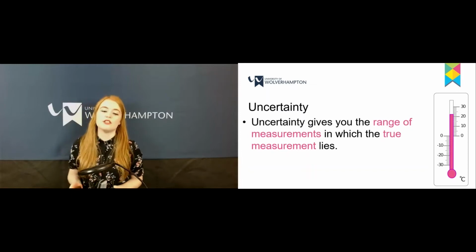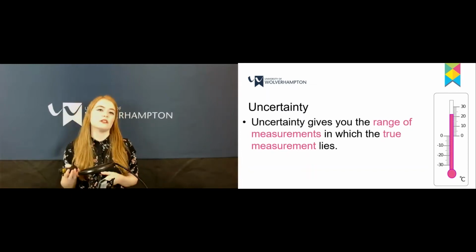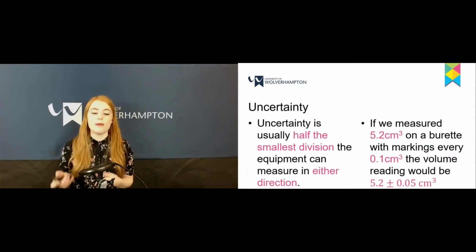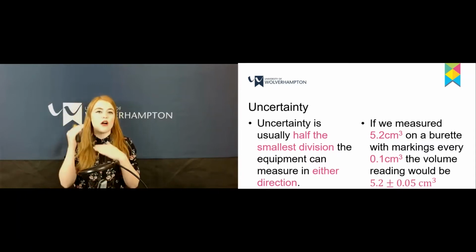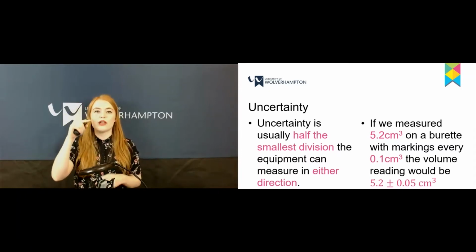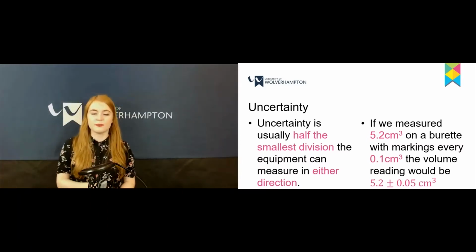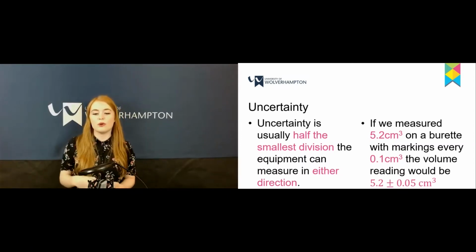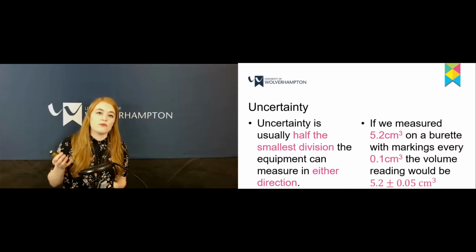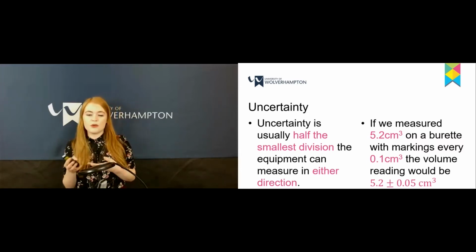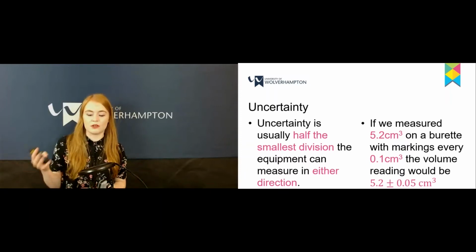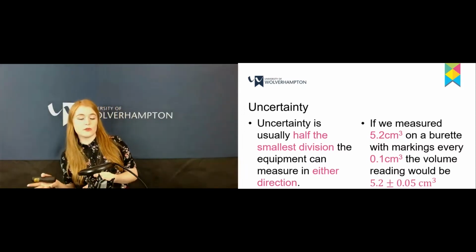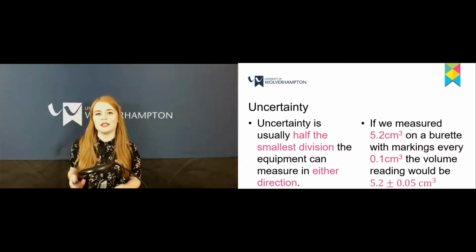Uncertainty gives you the range of measurement in which a true measurement lies. So it's usually half the smallest division that an equipment can measure in either direction, because you can't be sure if it was up or down from where the little line is on the measurement. So if we measured 5.2 centimetres cubed on a burette and it had markings every 0.1 centimetres cubed, the volume reading would be 5.2 plus or minus 0.05 centimetres cubed, because you can't be sure. So it could either be 5.25 centimetres cubed or 5.15 centimetres cubed in actuality, or any range between.